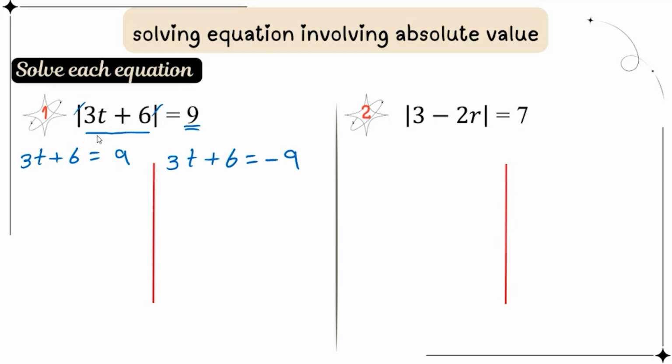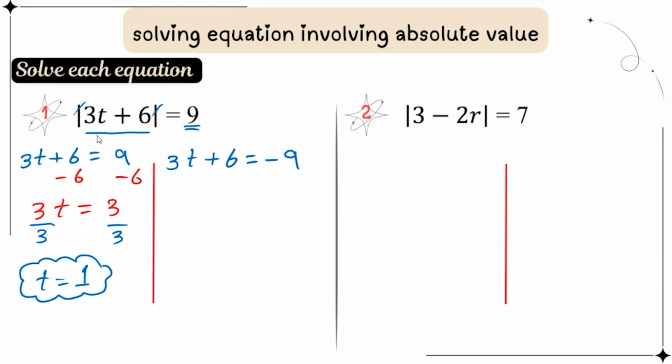Now, let's solve each one. Minus 6 to cancel the 6 beside 3t. And then we have here 3t equals 9 minus 6, which will be 3. Now divide by 3, divide by 3. Then we have here t equals 1. Then the first solution is t equals 1. What about the other one here?